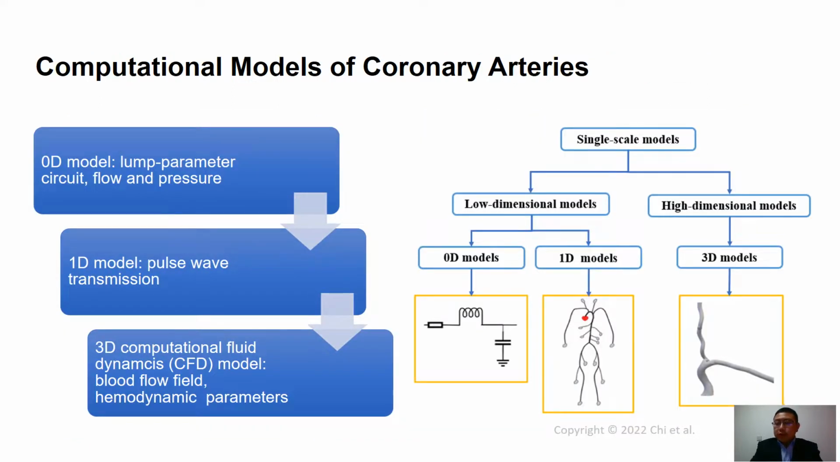The computational models of the coronary circulation system can be categorized according to their dimensions. In the zero-dimensional models, a lumped parameter circuit element is used to simulate blood flow and pressure in each artery segment. The one-dimensional model uses differential equations to simulate the transmission of the pulse wave in the whole system. Compared with the zero-dimensional model, the changes of pressure and flow waveform within an artery segment can be observed.